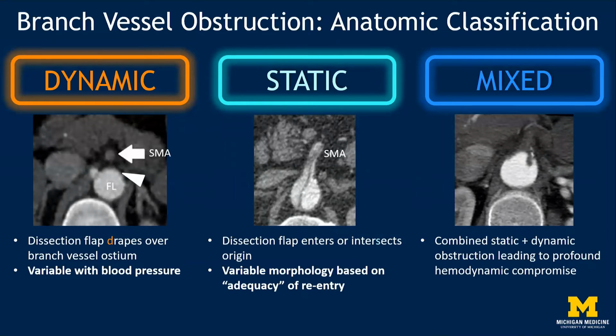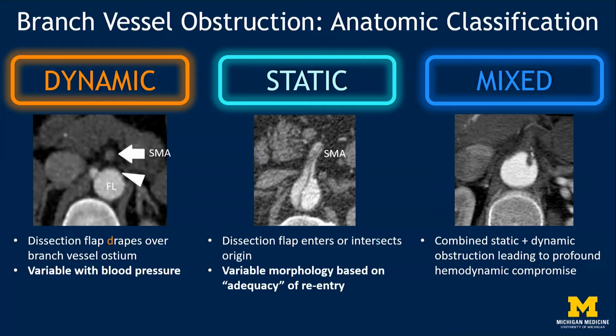So the Michigan classification shown here divides branch vessel obstruction into dynamic and static subtypes. Both can be present in this mixed form. In dynamic obstruction, the branch vessel itself is not dissected, but the dissection flap in the aorta drapes over the branch vessel ostium. And this can be variable with blood pressure.